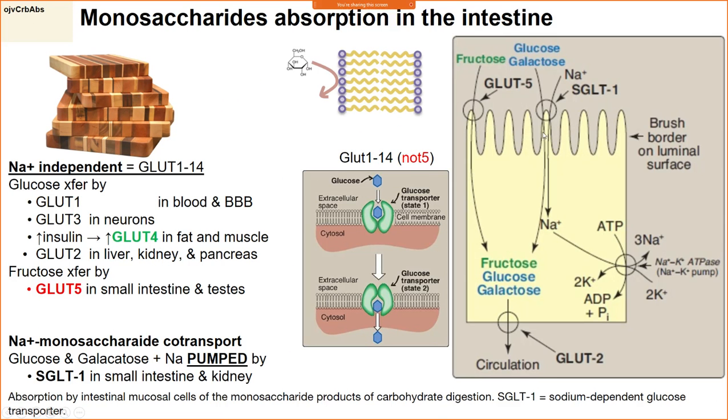Here is that slide that I've shown you before. Now we're talking a little bit more about absorbing those sugars. So GLUT1 is in the blood-brain barrier. GLUT3 is in the neurons. These are all sodium independent, okay, GLUT1 through 14, and they transfer glucose. GLUT2 is in the liver, kidney, and pancreas, and then GLUT5 is the outlier where it is working on fructose in the small intestine and testes, okay?